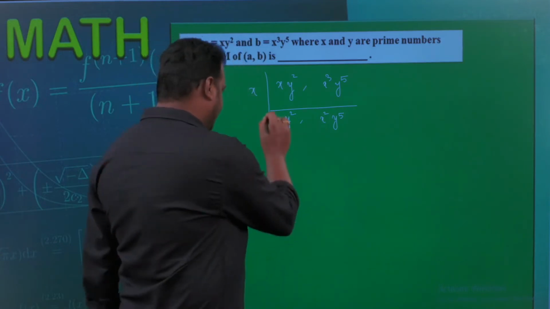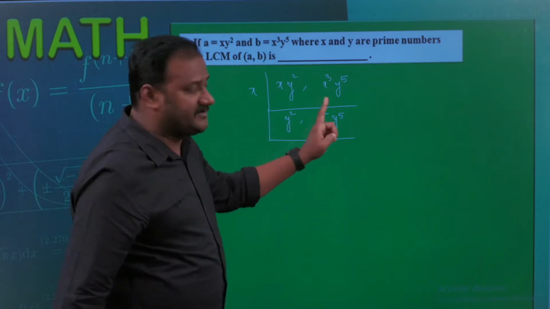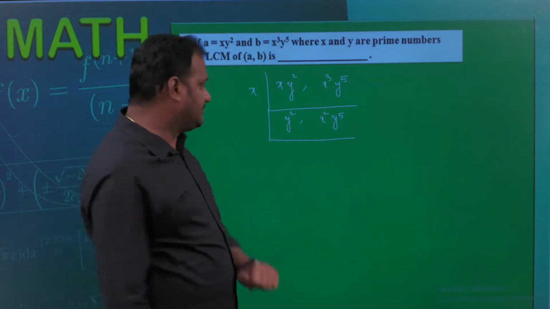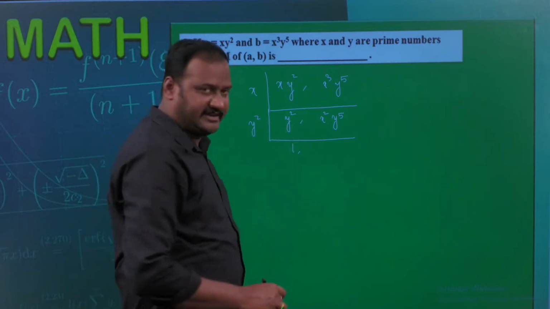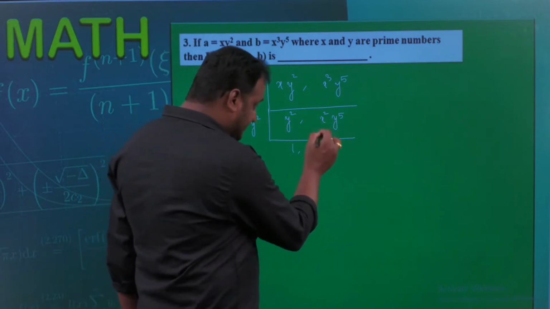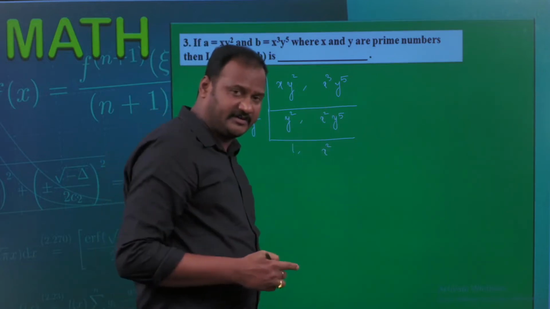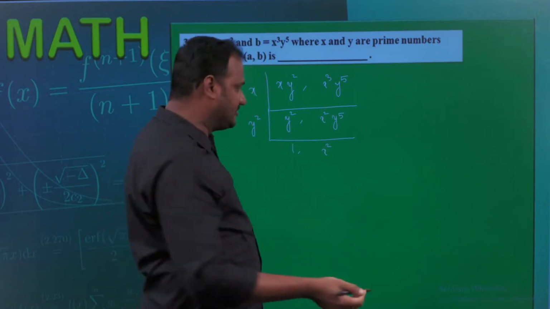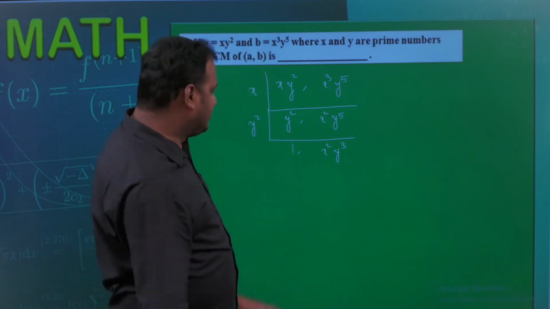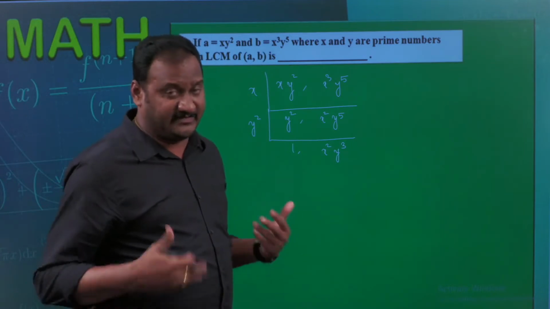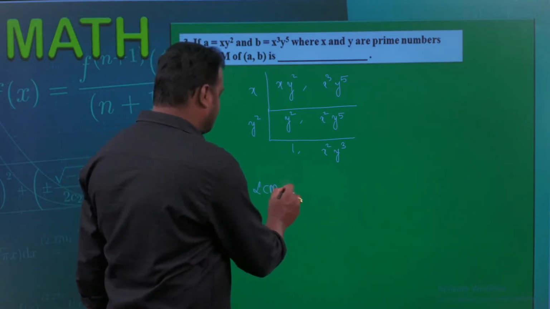Clear? Again, both of them are divisible by, here y power 2 and y power 5. So y power 2 is the maximum one, so I am going to write y square. Y square times 1 is y square. And y square, x square is already there. Y square into how much is equal to y power 5? Y square into y cube is equal to y power 5. Got it? Now see, this is 1, you cannot find a common factor again. Therefore, what is the LCM of those two numbers?